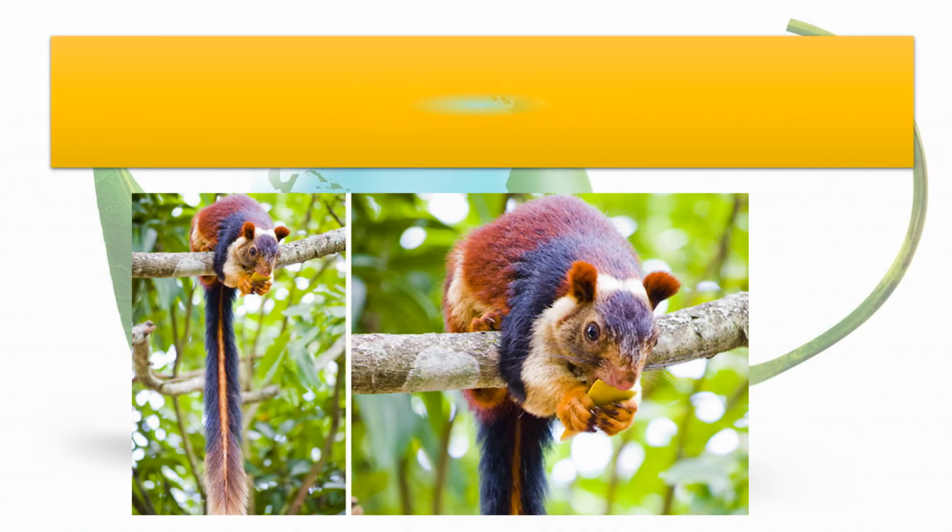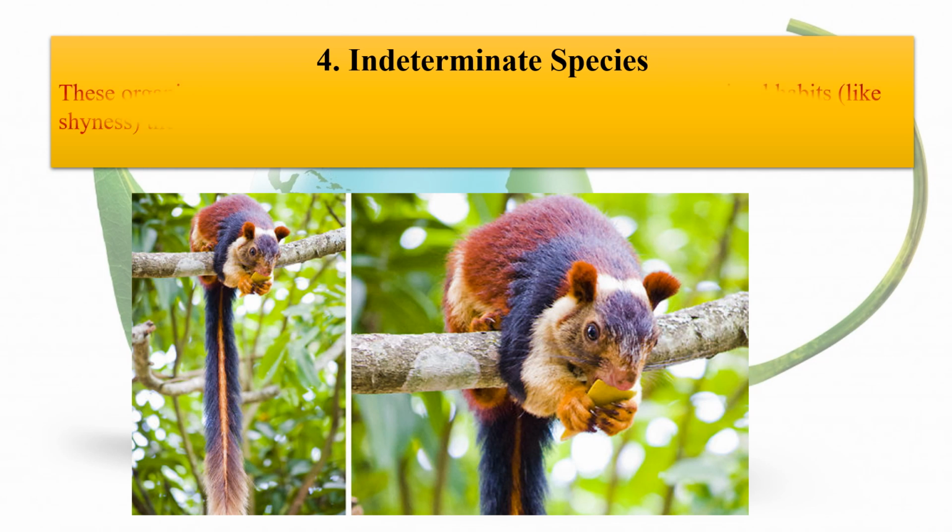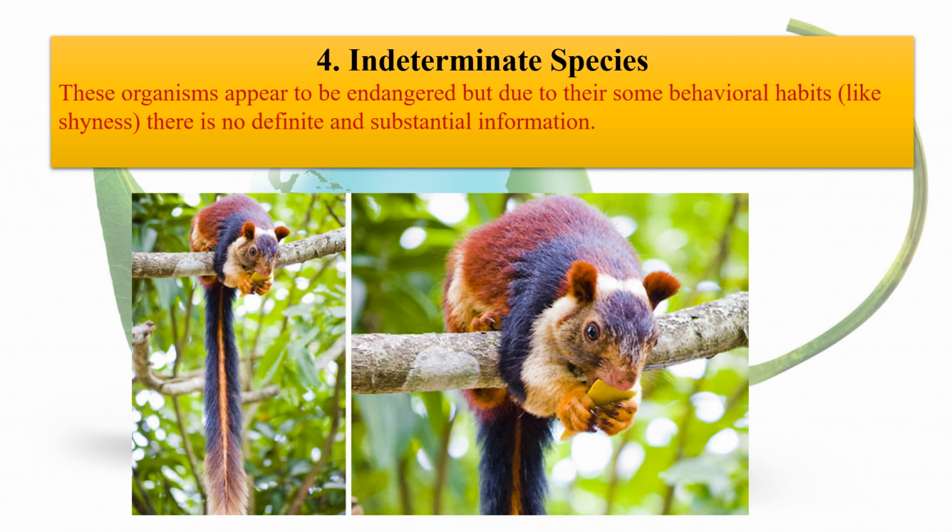The next one that we have is the indeterminate species. Indeterminate species means some animals that seem to be endangered. मतलब हम लोग को लगता है कि इनके numbers बहुत कम है, but ऐसा हो भी सकता है, but ऐसा नहीं भी हो सकता है. Why do I say this? These organisms appear to be endangered, but due to some behavioral habits or their shyness, ये लोग छुप के रहते हैं. There is no definite numbers or substantial information about them. तो इसीलिए हम लोग इन्हें ये कैटेगरी के अंदर डालते हैं.